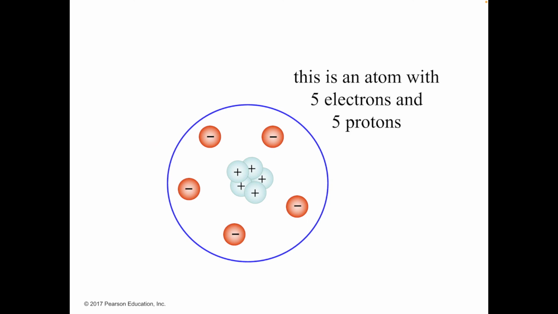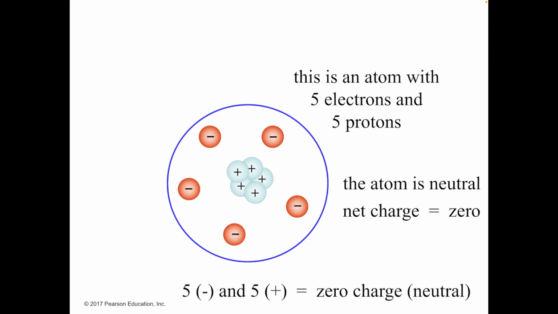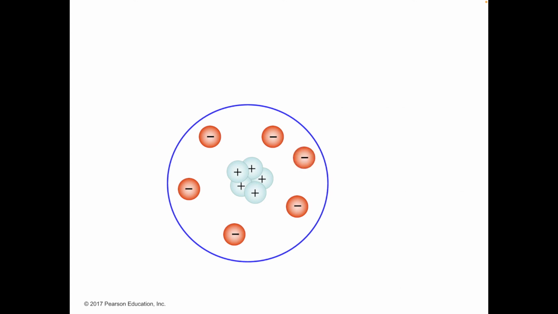So this is an atom with 5 protons and 5 electrons. So the atom right now is neutral. It has a net charge of 0 because the 5 negatives and the 5 positives cancel out, so we have a neutral atom. Now I've added an electron. So what is our charge? Okay, so we have 5 positives and now we have 6 negatives because we've added an electron. So our charge is 1 minus because we have 1 more electron than we have protons, and electrons are negatively charged.